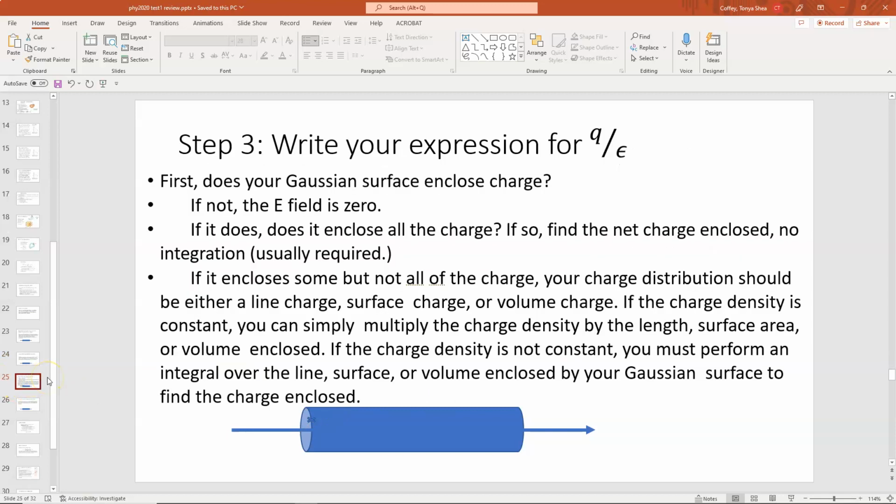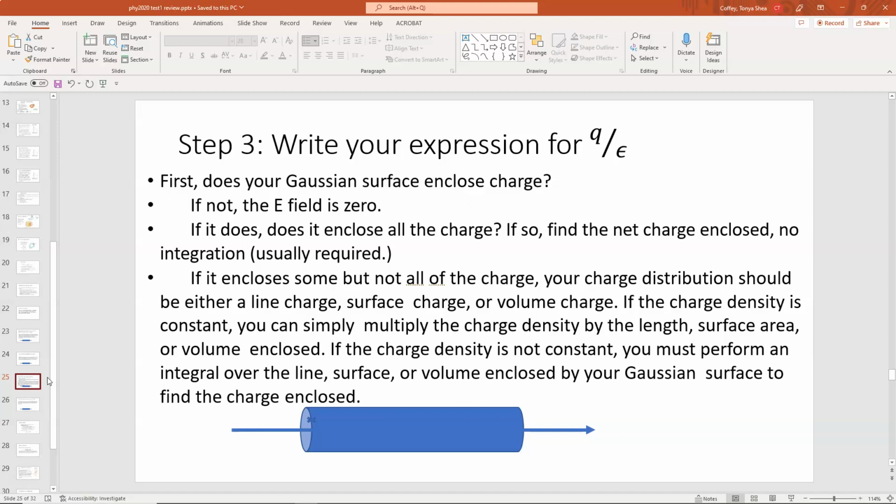Now, does your Gaussian surface enclose charge? Remember that the integral of E dot dA is going to equal Q enclosed over epsilon naught. So whether your Gaussian surface encloses charge or not is a very important question. If it doesn't enclose any charge, then there's no electric field. It's 0, right? If it does enclose charge, does it enclose all the charge? If it does, then find the net charge enclosed and you don't have to do any integration.